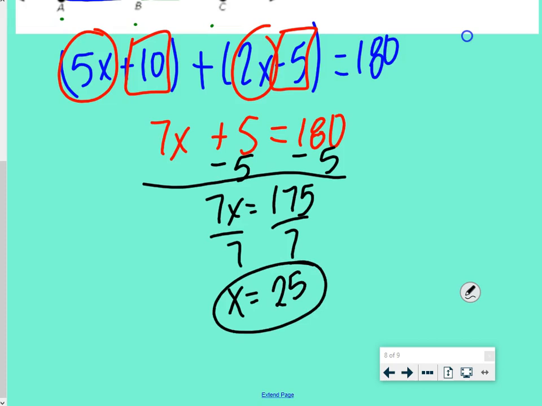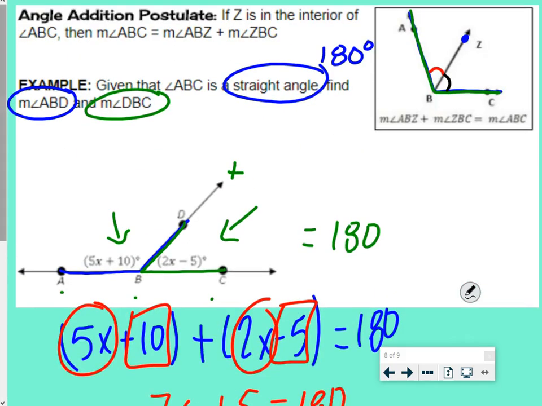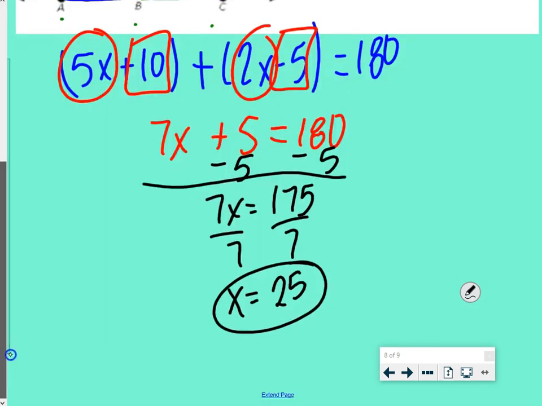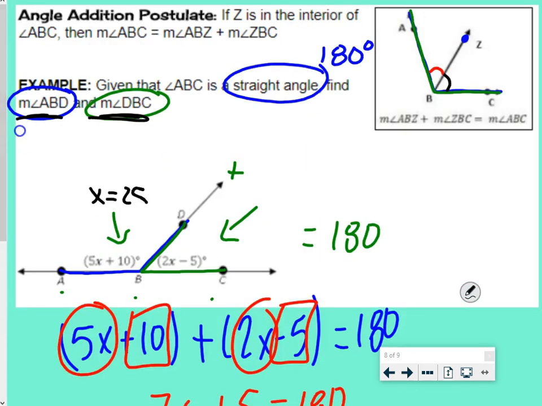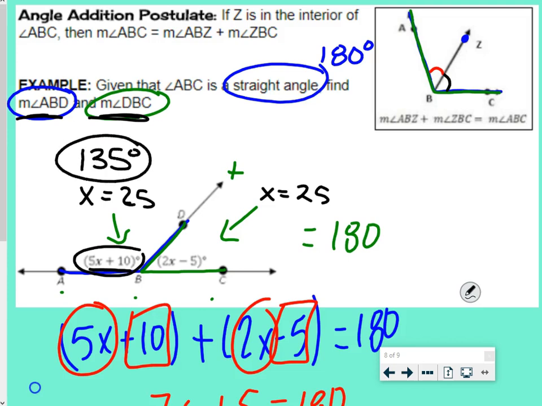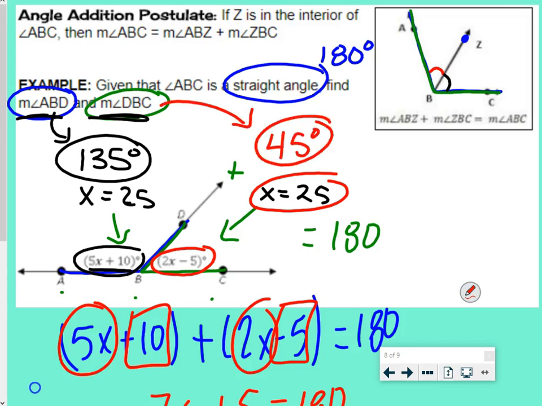However, that's just x. If we just have x equal to 25, did we answer the question? No, we want the measures of both the angles. So we have to plug x equals 25 in for both angles. If we plug 25 in for 5x plus 10, 25 times 5 is 125, plus 10 is 135. So that would be the measure of angle ABD. Then on this side, if we plug 25 in for 2x minus 5, 2 times 25 is 50, minus 5 is 45 degrees. So that would be the measure of angle DBC.